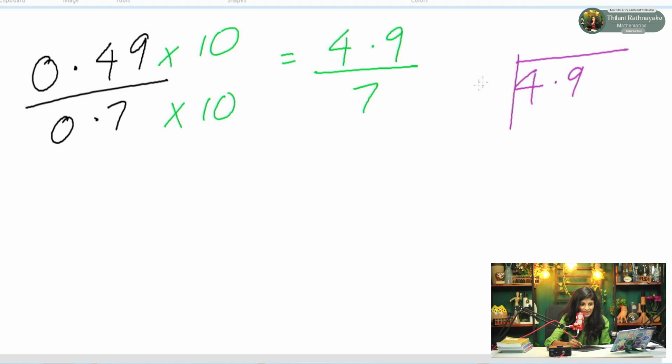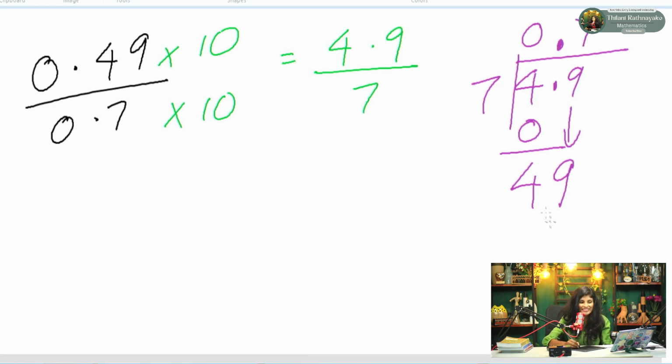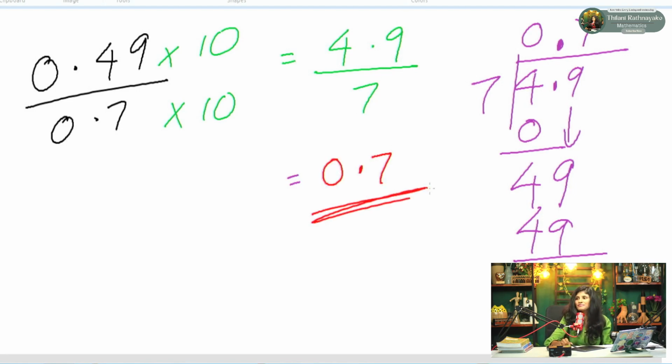4.9 divided by 7. For 4, how many 7s are there? No 7s are there, so here 0 and 0. 4 is remaining. I will take 9 here. I will keep the decimal point in the same place. For 49, how many 7s are there? Yes, that is 7. 7 times 7 is 49. Remainder is 0. So we got our final answer as 0.7. That's it.